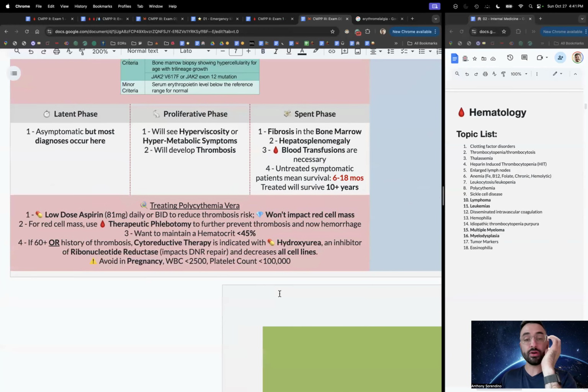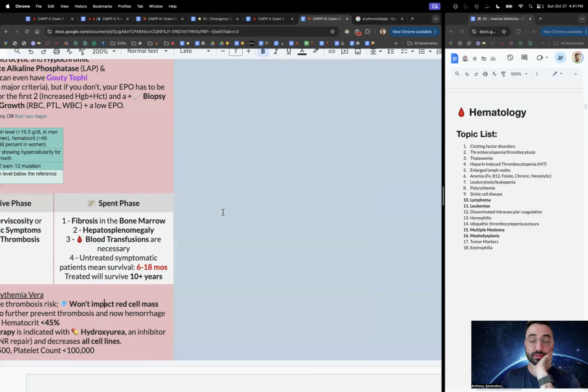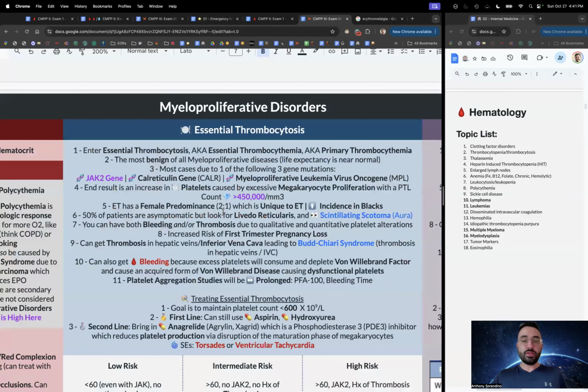I can't believe I had this all memorized at one point. It's just unreal looking back. You treat it with aspirin, but that doesn't impact red cell mass. Therapeutic phlebotomy will do that. Essential thrombocytosis, JAK2 gene again.